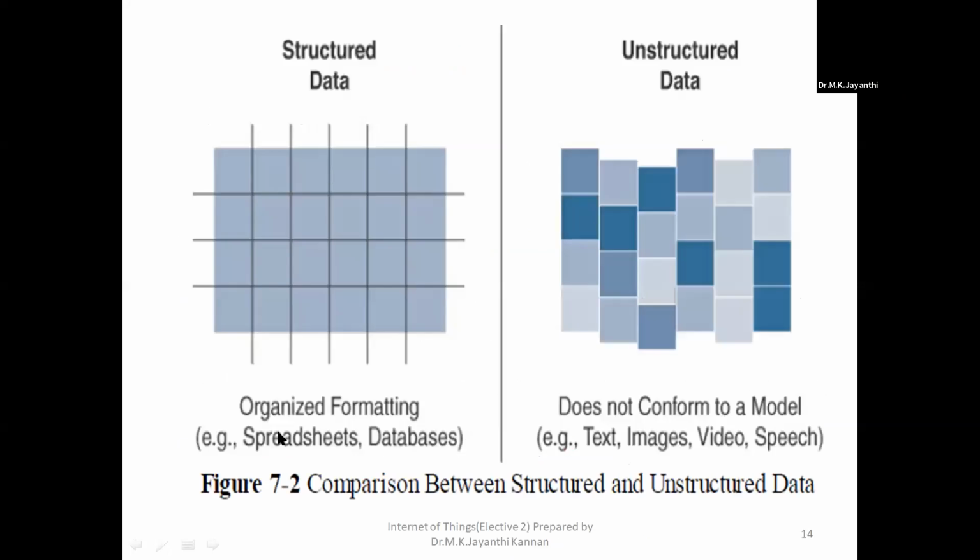For example, the data collected from email also comes under unstructured data, because an email is a combination of text, images, and other things, and it will have many attachments. So it is a combination of both structured and unstructured data.